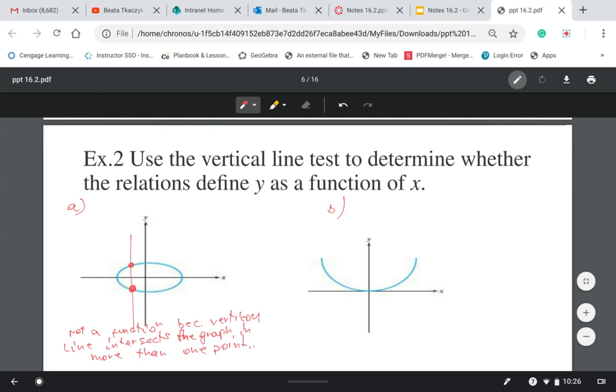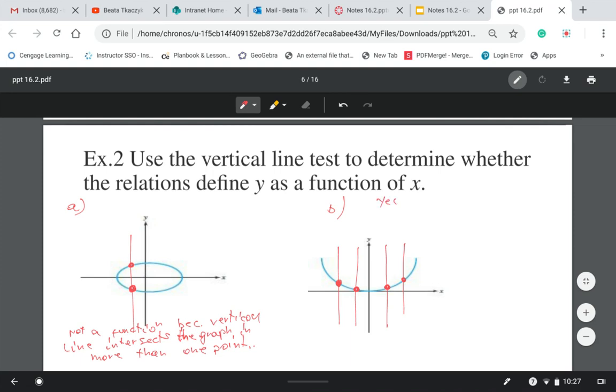So we didn't pass the vertical line test. Here in example B, I draw the vertical line. Okay, so here we're good. My vertical line intersects the graph once. You can draw more vertical lines. Here we're also good. My vertical line intersects the graph only once. And wherever I draw the vertical line, each time it intersects the graph at only one point. So we pass the vertical line test.